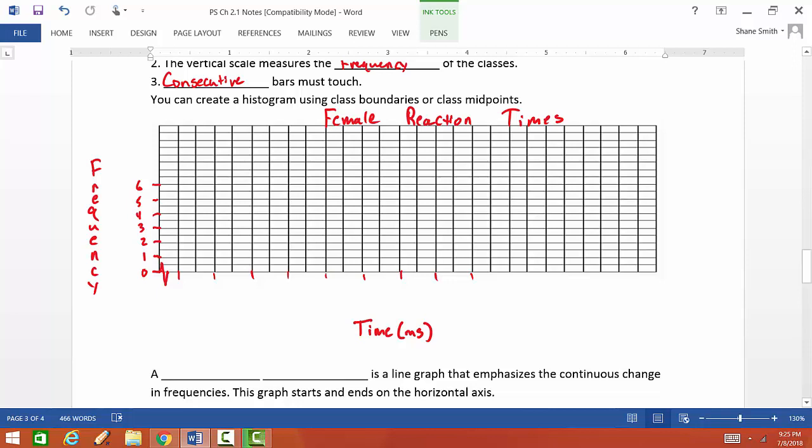So my first class boundary, if you go back, was 290.5 and 318.5, 346.5, 374.5, 402.5, 430.5, 458.5, 486.5, 514.5.